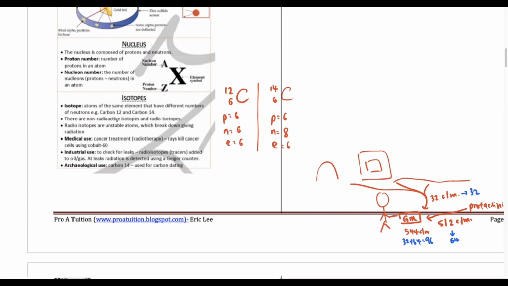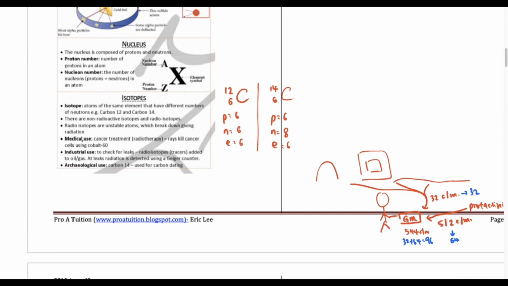There are non-radioactive isotopes and radioactive isotopes. Normally the one which is lighter is non-radioactive, and the one that is heavier, 14 is heavier, right? So the heavier ones are radioisotopes. Radioisotope means it is not stable, it will break down. So radioisotopes are unstable atoms which break down giving radiation. The radiation here is alpha, beta, and gamma.